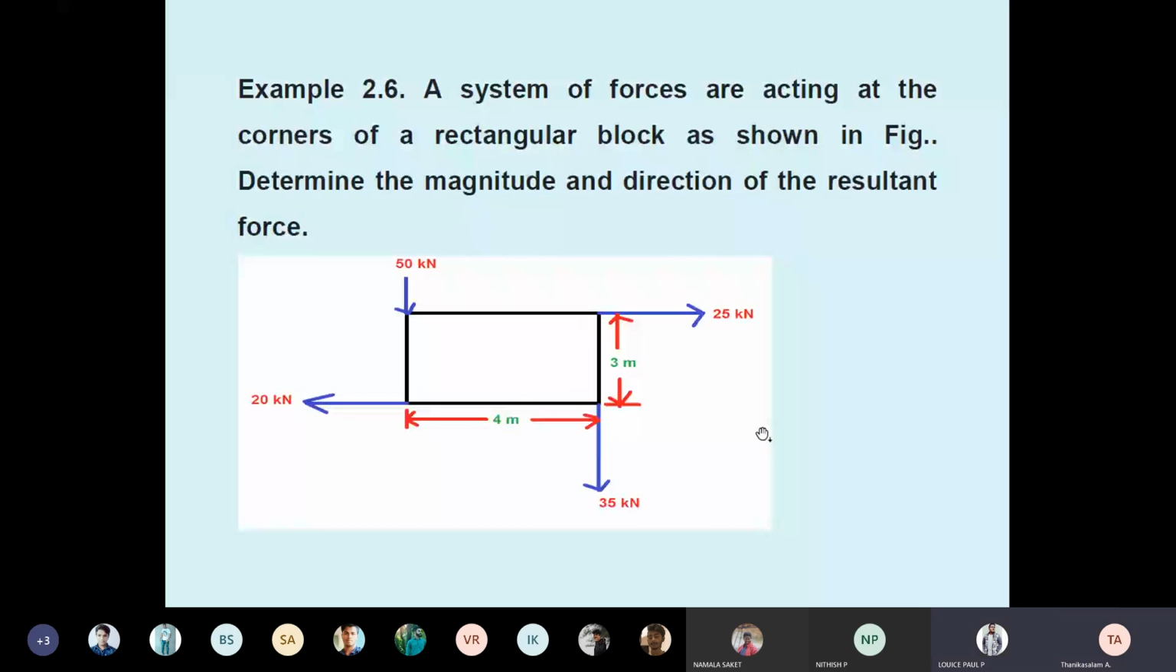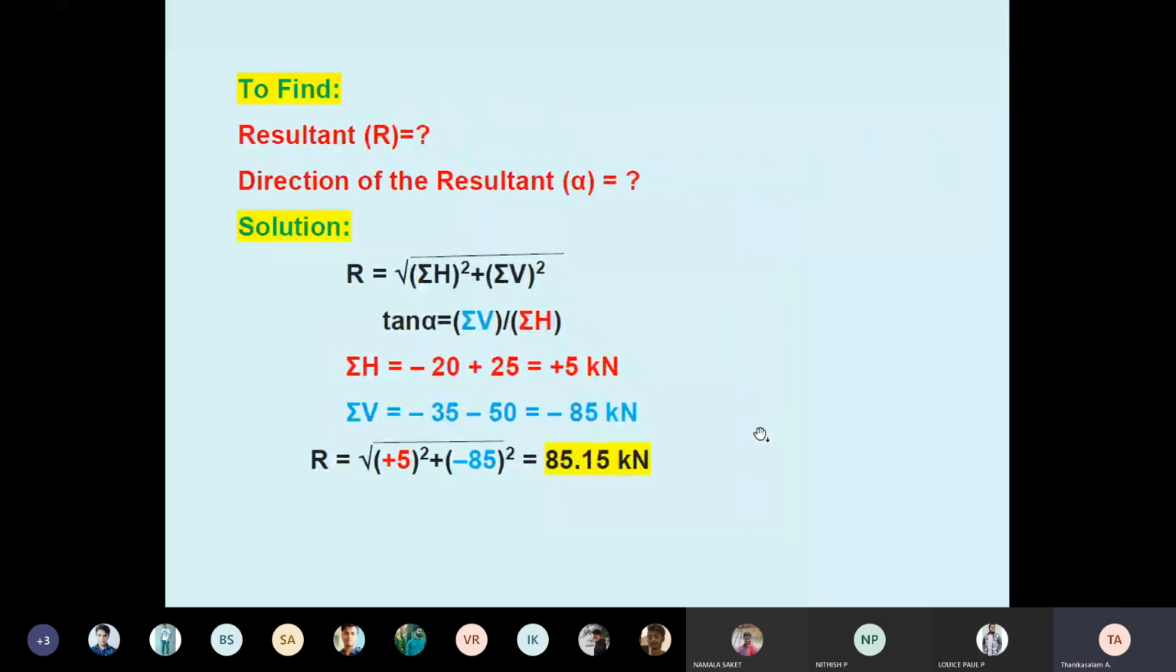Yeah. So four forces. We can't use the parallelogram law. So what do we have to use? We have to use R equal to square root of summation of H square plus summation of V square. Students understand? More than two forces. This is the resultant formula. This is the resultant direction formula: tan alpha equal to summation of V divided by summation of H.